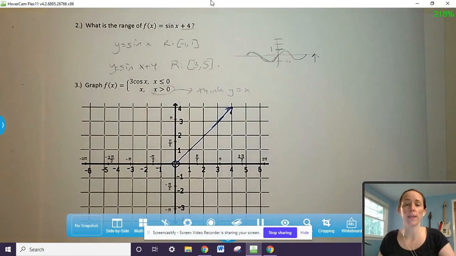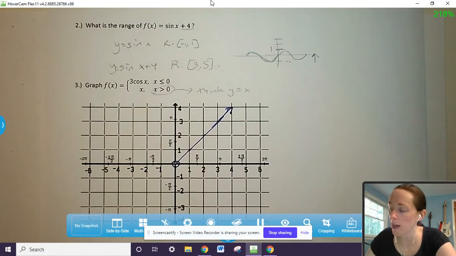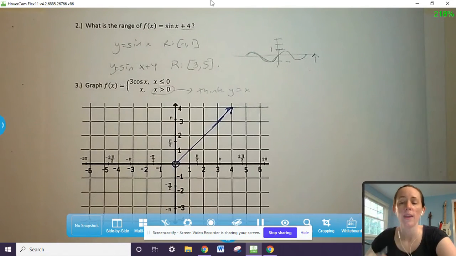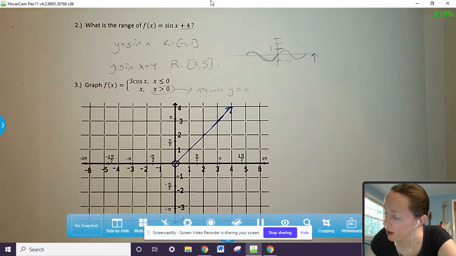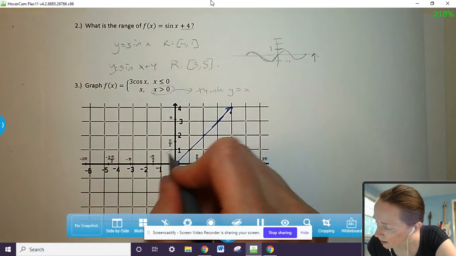Now for 3 cosine x, I only want to use that where x is less than or equal to 0. But that can be kind of tricky because cosine can be a lot of work to graph. So what I'm going to do is use a pencil, and I'm going to first graph cosine.